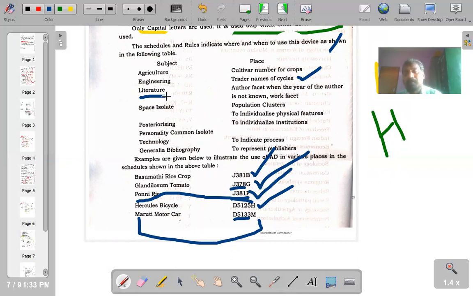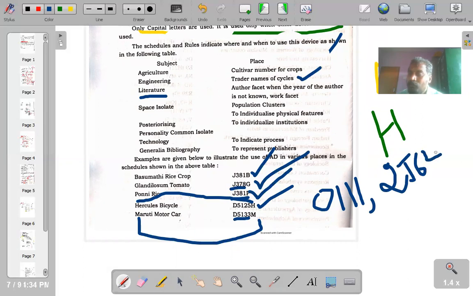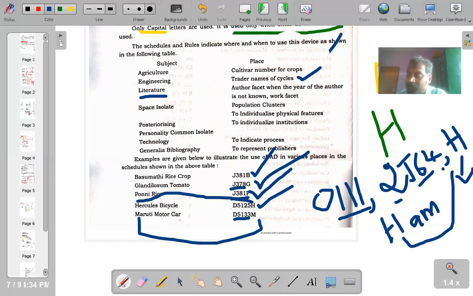Okay. Then comes literature. You talk about literature. For example, you want to give a number for Hamlet, written by Shakespeare. Not omelette, Hamlet. What is the number? I think you remember. O111,2J64,H. O is the main class, 1 is English literature, 2 is drama, J6 for Shakespeare. This H stands for Hamlet. Hamlet is the drama written by Shakespeare. I have taken the first letter of Hamlet. So this way, in literature we are using it.